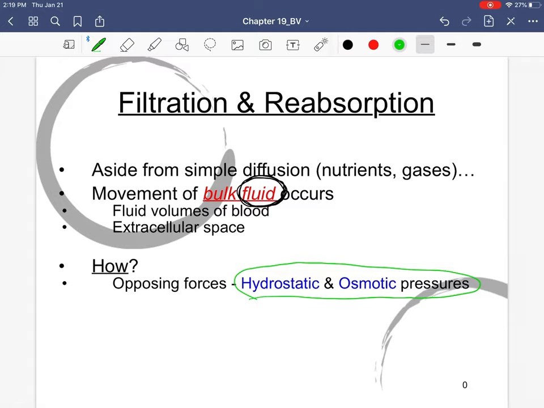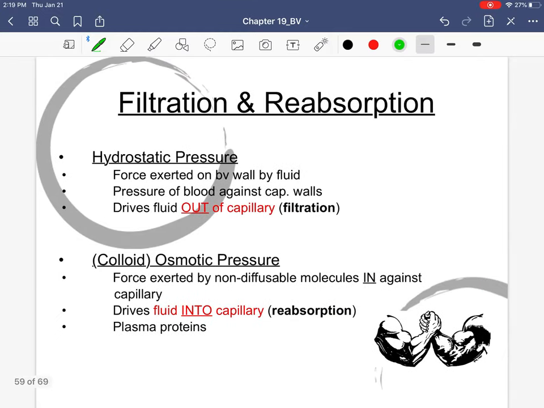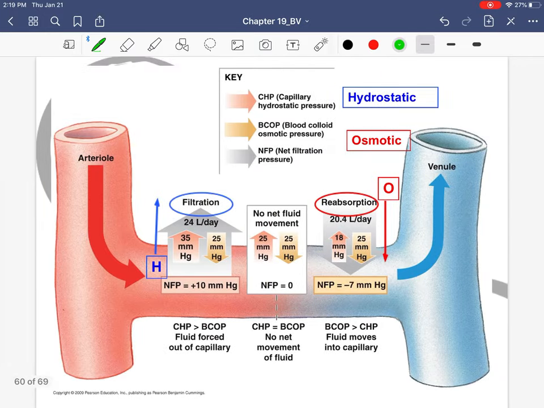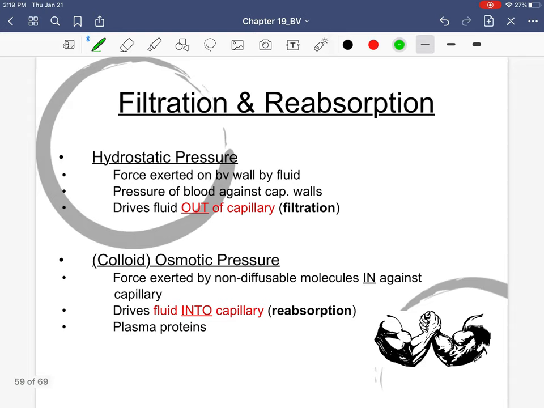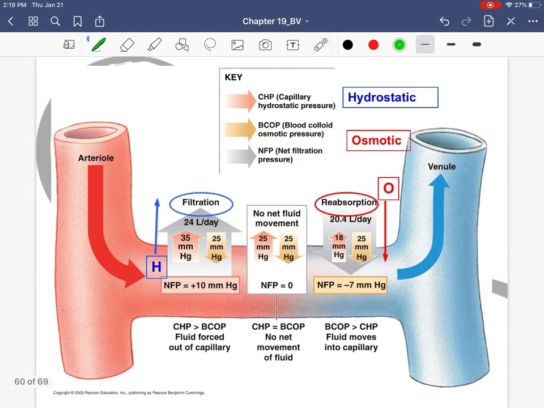Let's talk about these forces. And by the way, we're going to see these forces again. We're going to see them when we talk about the respiratory system, when we talk about the renal system. So this is a principle that we're going to go over again. Bear with me. We have two opposing forces on either side of the capillary. There is a hydrostatic pressure and what we call an osmotic pressure, or sometimes called colloid pressure.